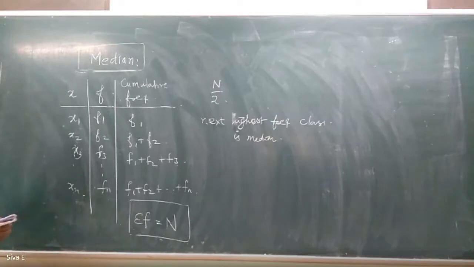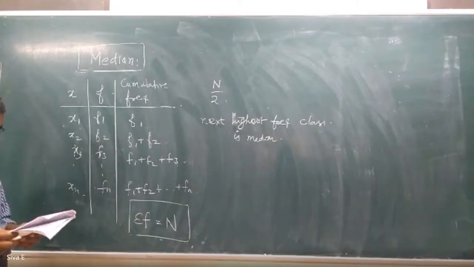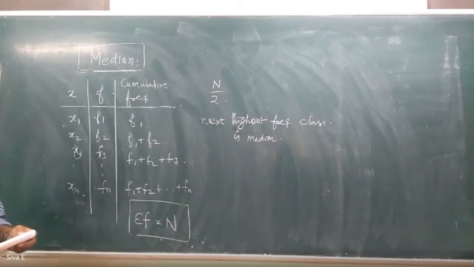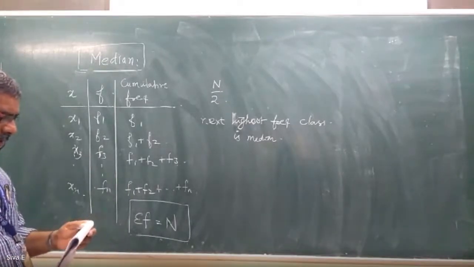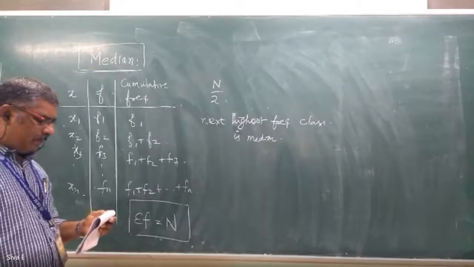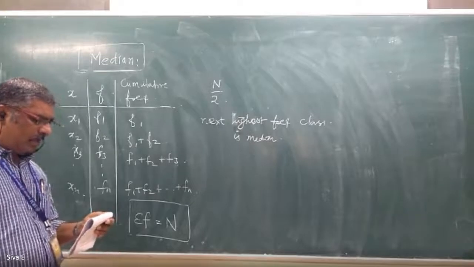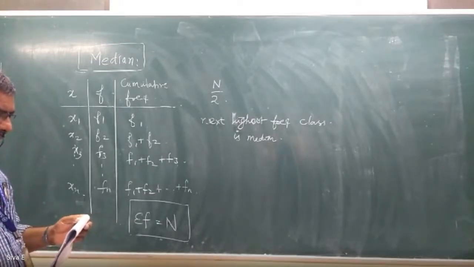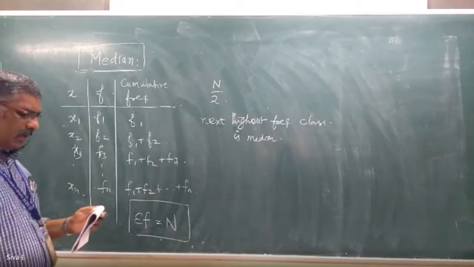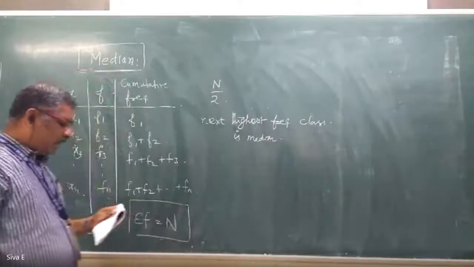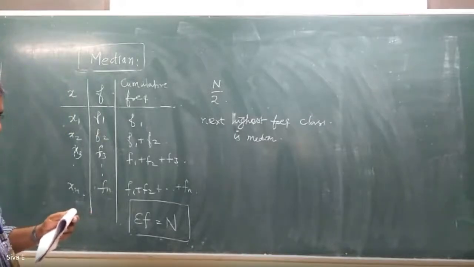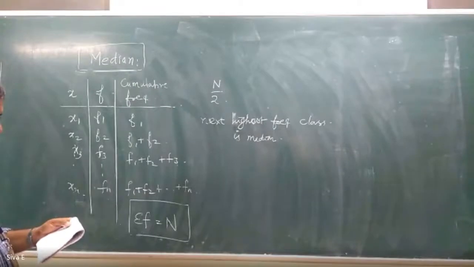Obtain the median of the following data. The frequency distribution of the number of persons and their respective income are given below.